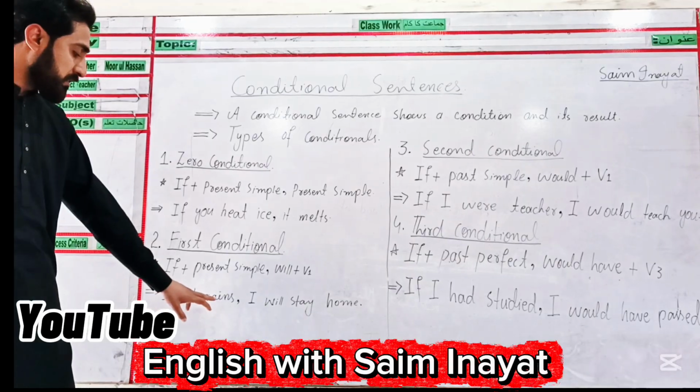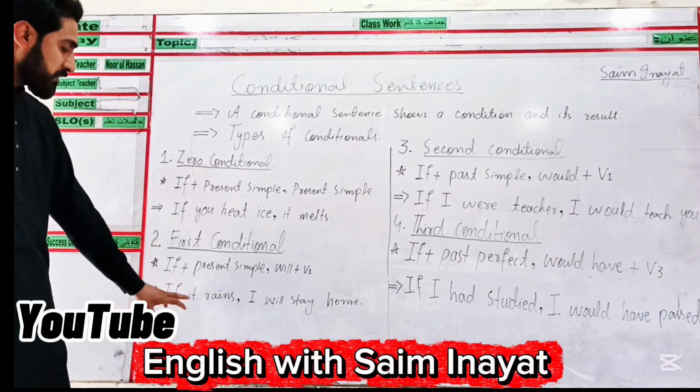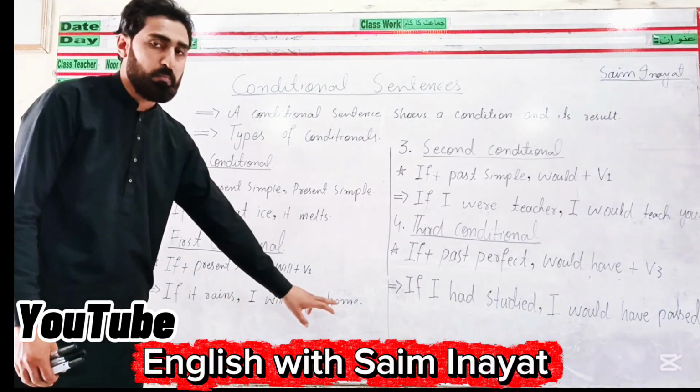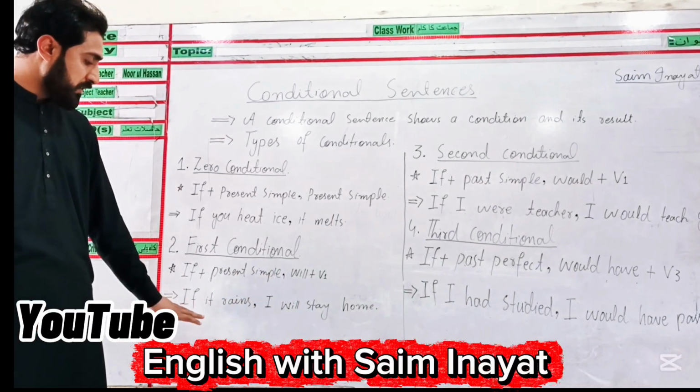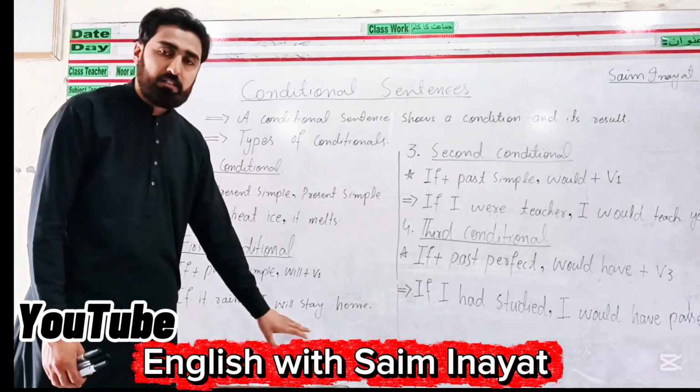If it rains, अगर बारिश होती है, if it rains, I will stay home. तो मैं घर रहूंगा. If it rains, I will stay home. There is a condition and there is a result.